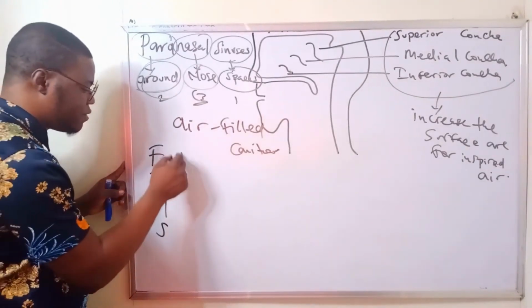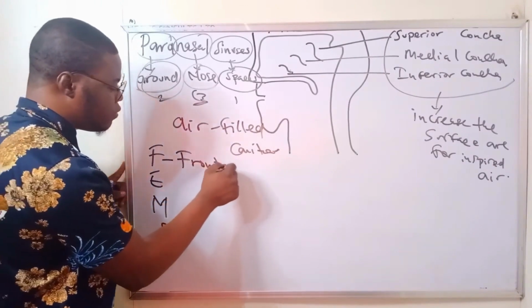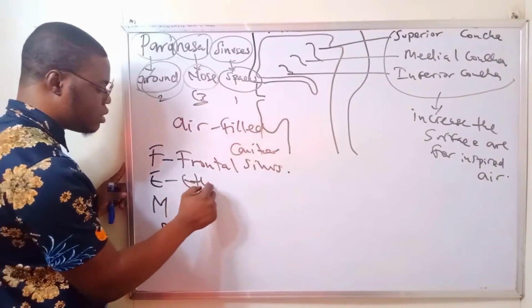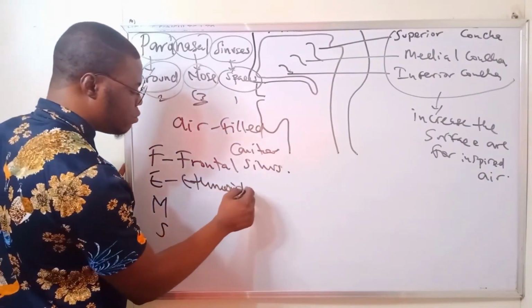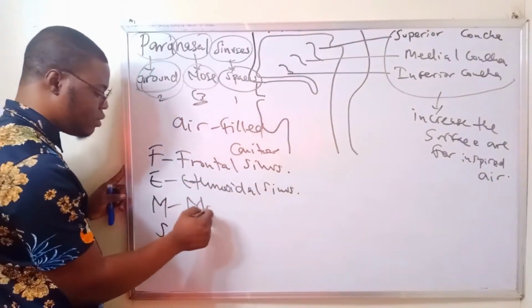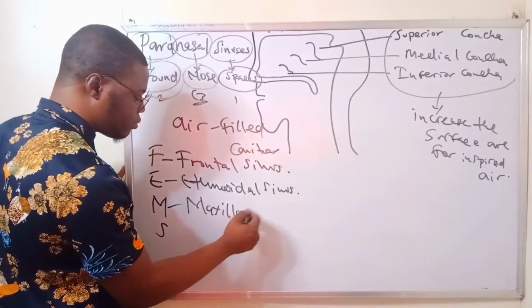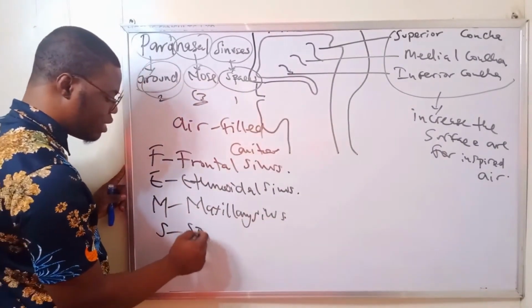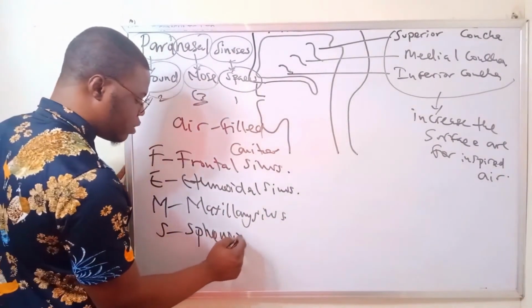So the F is frontal sinus. So the frontal sinuses. So the E is ethmoidal sinuses. So ethmoidal sinuses. So the next one is maxillary sinus, or maxillary sinuses. And the last one is sphenoidal sinus.